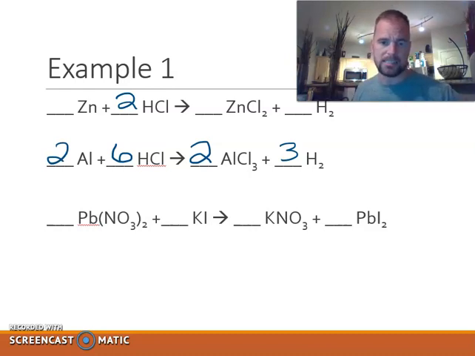Finally, let's look at this last example. Notice in this last example, first of all, I always look at my subscripts to see if that'll help me out. The subscript for lead right here, Pb, is 1. Be careful, the subscript's not 3. Nitrate is NO3, but what's the subscript for the nitrate? It's the 2, right? So we have a subscript of 1 and 2, 1 and 1 each here.